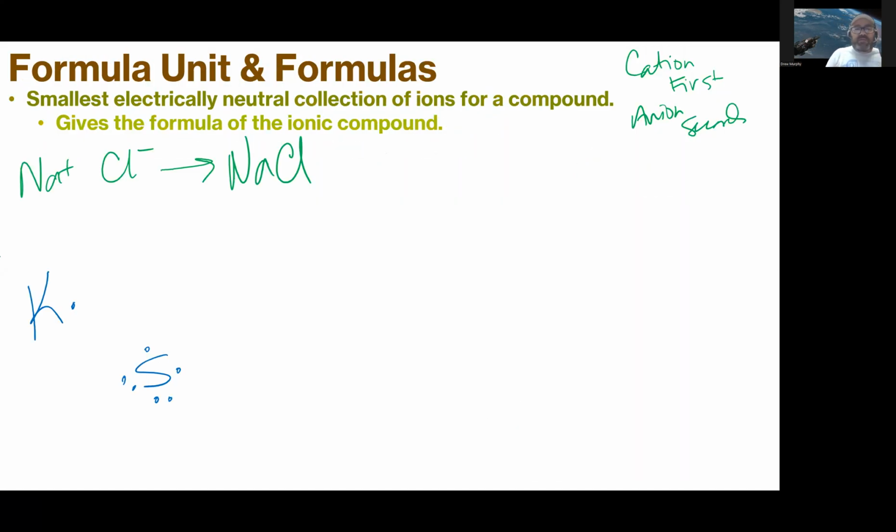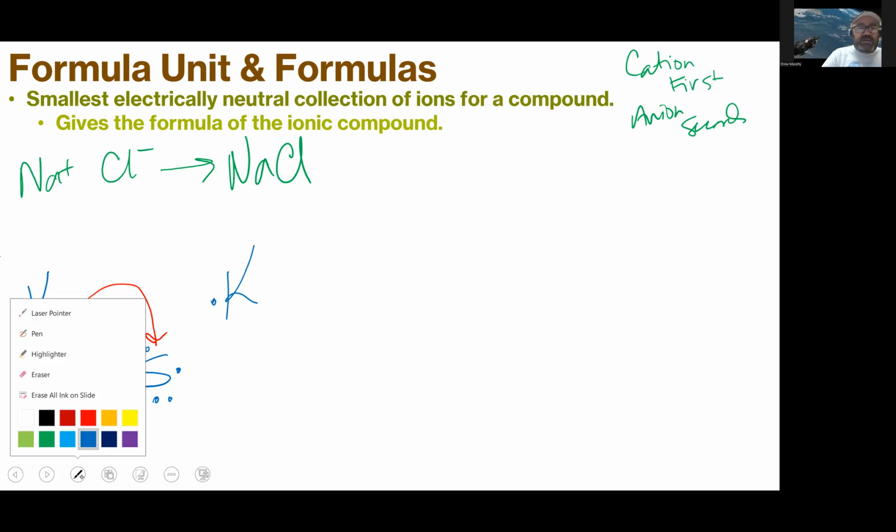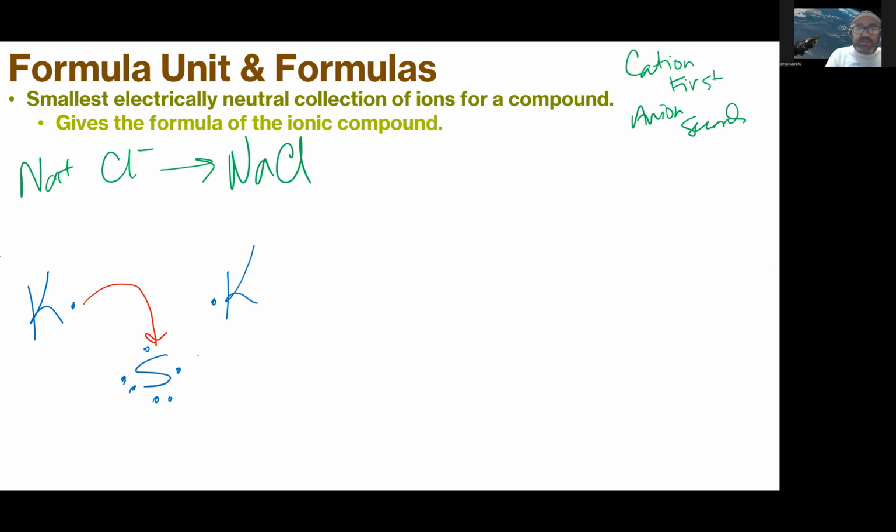Okay, so we're going to do the same kind of idea here and think about if we take a potassium and a sulfur. The sulfur has 6 valence electrons, so we do that like so. Initially, the potassium can give the sulfur one of its valence electrons, but the sulfur still needs one more to get to 8. So what happens is the sulfur finds a second potassium, and that one gives its electron to the sulfur.